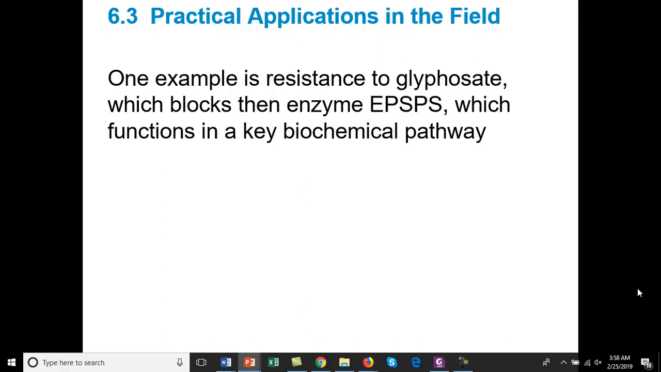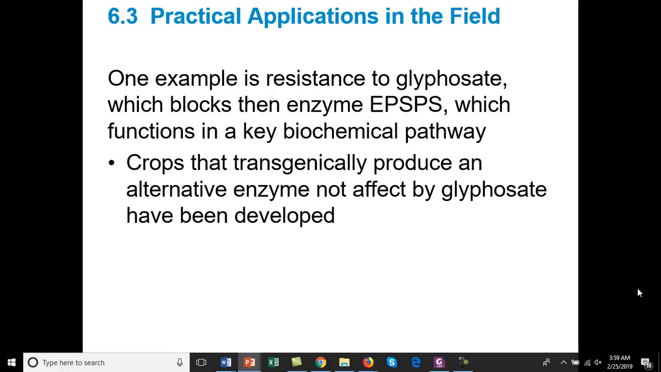One example of this resistance is a compound called glyphosate. Okay, so I want you to say glyphosate with me. Glyphosate. Glyphosate is a chemical component of Roundup. Okay, glyphosate blocks a functional enzyme called EPSPS, and that kills a key biochemical pathway in weeds. Okay, it kills a key biochemical pathway in just about any plant. Okay.